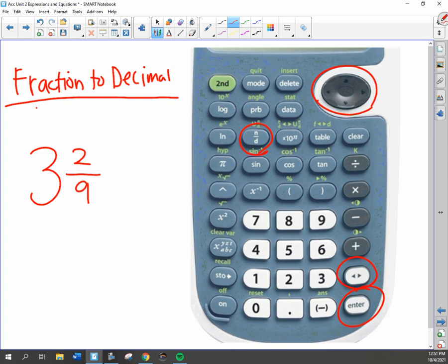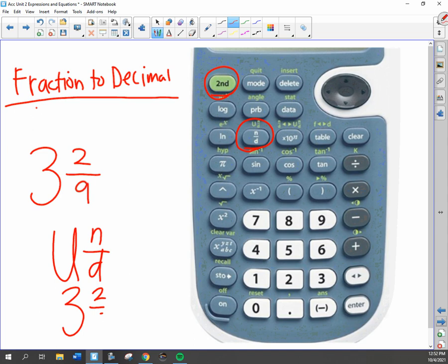And if you need help while you're watching this video, raise your hand if you're not understanding what I'm saying, and I'll help you. Another way, just like on a computer, when you hit the shift key, it goes to the capital letters. That's the same thing on the calculator, except it has another operation. So when I hit the second button, it's like my shift key. It's up here in the right-hand corner. And if I hit my N/D, it says U, whole number, N/D. And then I can just scroll through there and put the 3 and the 2/9.